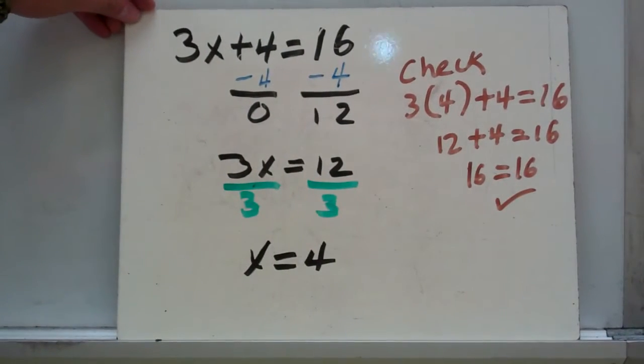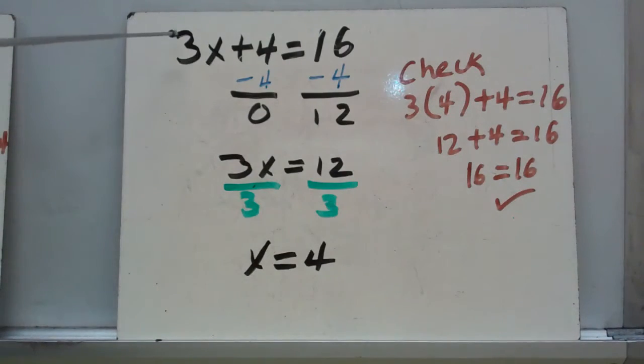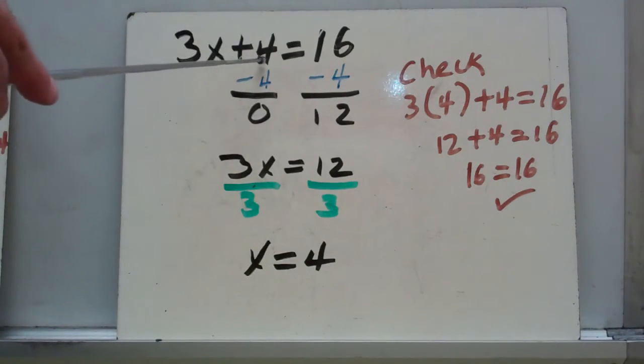So those are some examples of one-step equations. Let's put two one-step equations together and see what happens. And these are our two-step equations. Now, when we start working with more complex equations, we first need to look at what's here, and then we have to understand that we need to combine like terms first. So if we look at our first example here, we have 3x plus 4 is equal to 16.